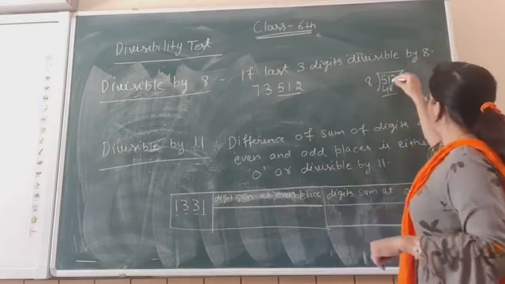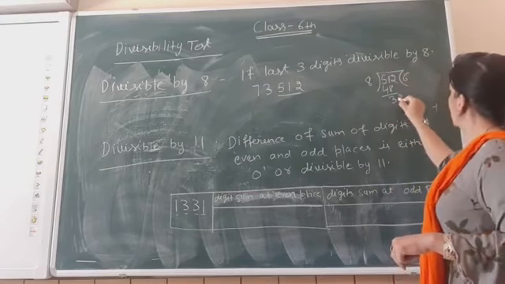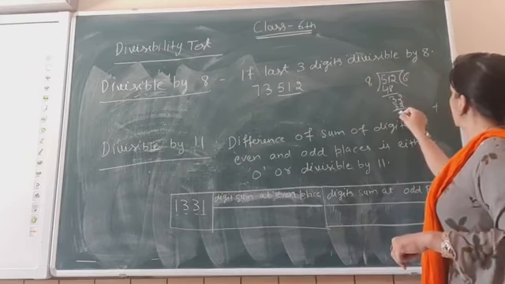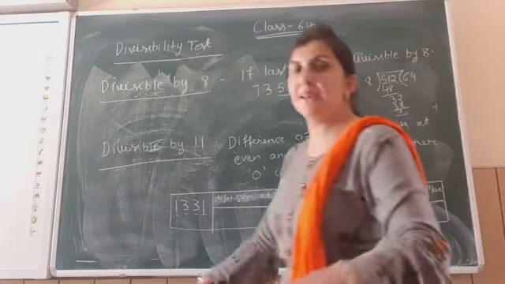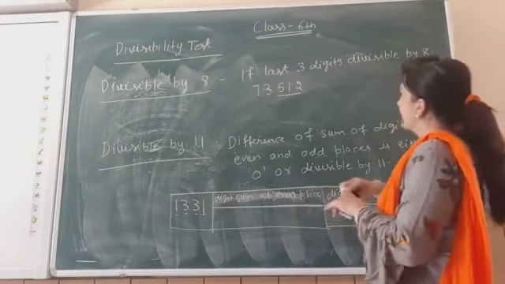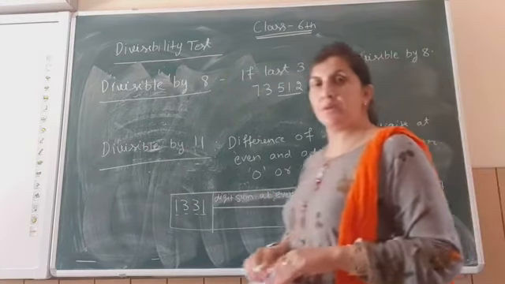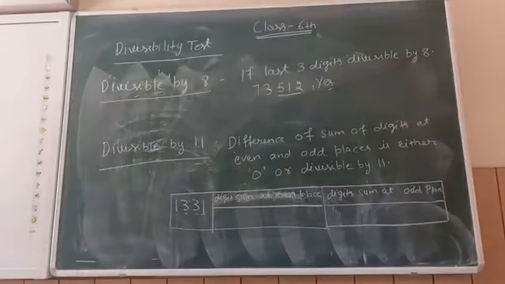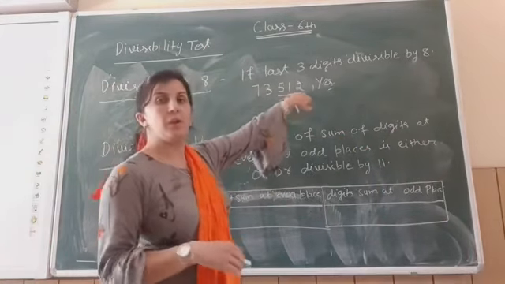8 times 6 is 48. 51 minus 48 is 3, then 32. So these are divisible by 8. So sorry, yes, this number is divisible by 8 because the last 3 digits are divisible by 8.